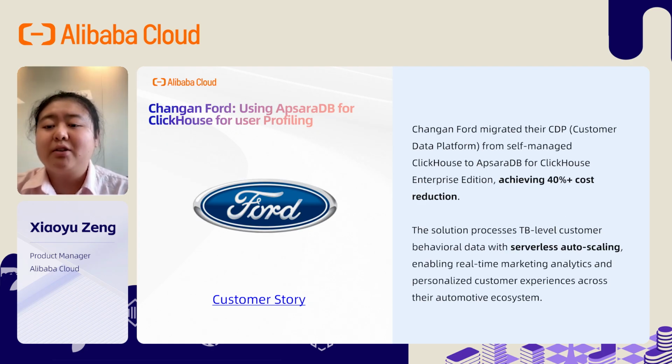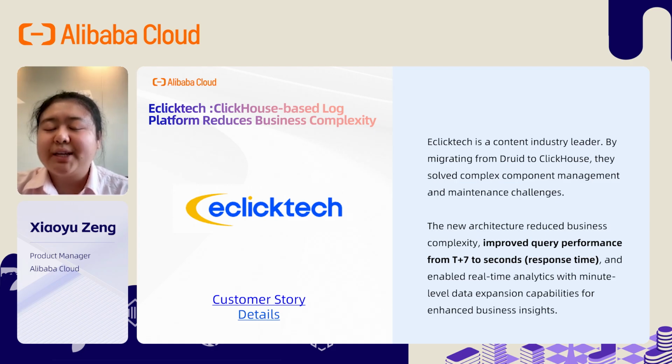Triumfold achieved a similar transformation by moving their customer data platform to ApsaraDB for ClickHouse Enterprise Edition. They reduced cost by over 40% while gaining serverless auto-scaling. Now they use ClickHouse to process terabytes of behavior data in real time, powering personalized customer experiences across their automotive ecosystem without operational overhead. Finally, a leading advertising company, eClickTech, migrated from Grid to ClickHouse.